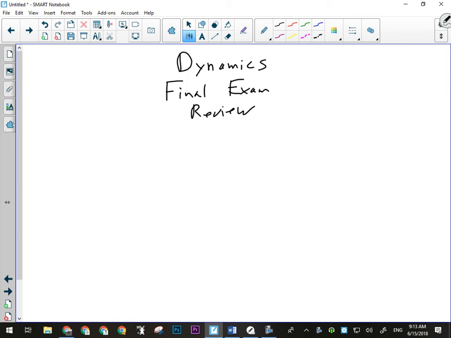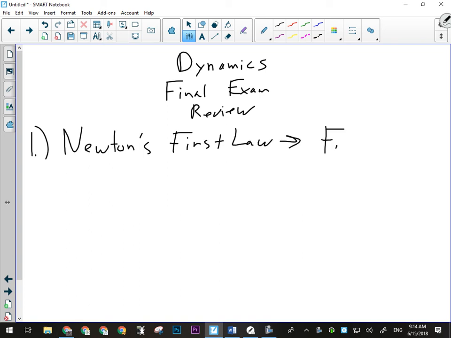Okay, key points in dynamics. First thing we went over, Newton's first law. Remember that Newton's first law deals with situations where the net force is zero. So there's no net force in any Newton's first law question. That also means there's not really a lot of problem solving to do with Newton's first law. It's the behavior of an object when it is not accelerating because there's no net force.